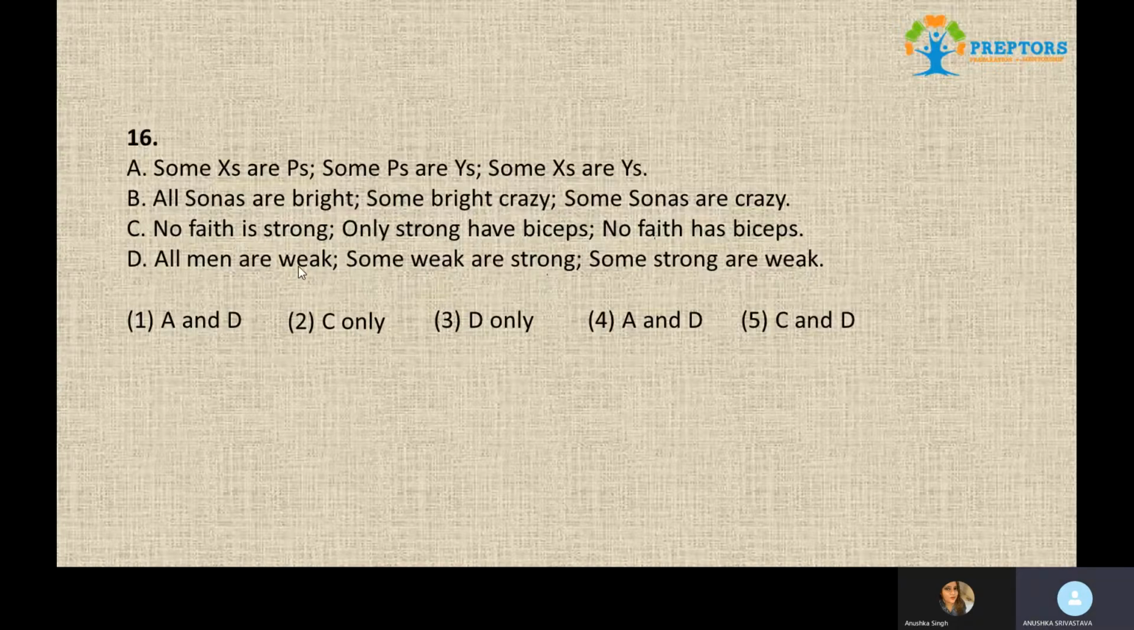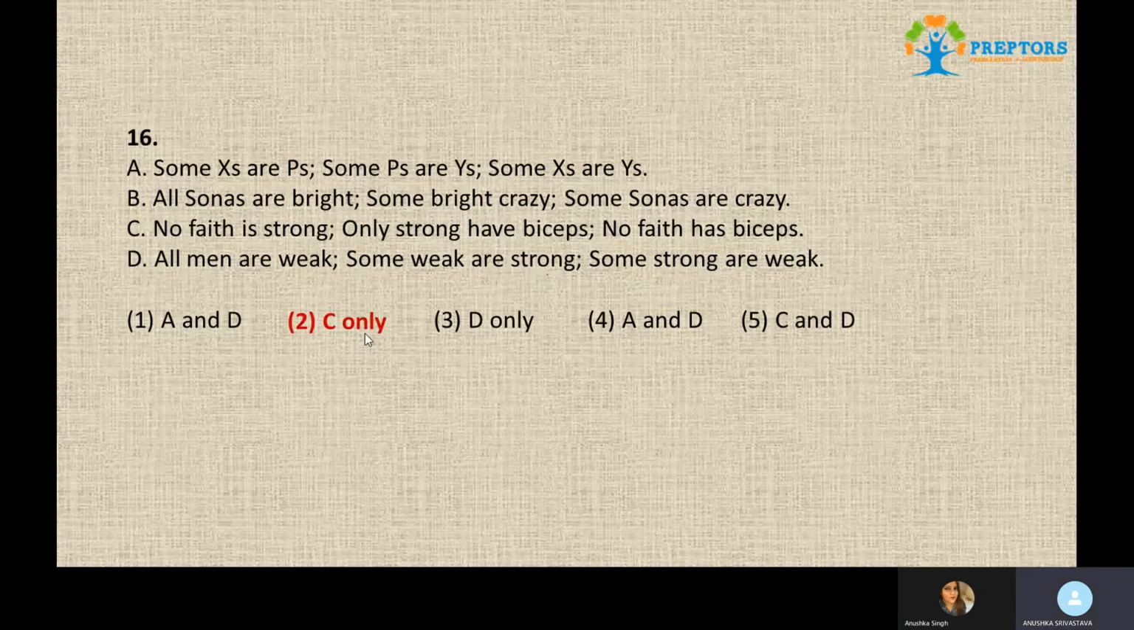D says all men are weak, some weak are strong. Weak is my middle term. Now I will see that some strong are weak. My middle term is repeated in my conclusion. It is not a conclusion, it's a restatement of the second data statement. So my answer becomes C only.